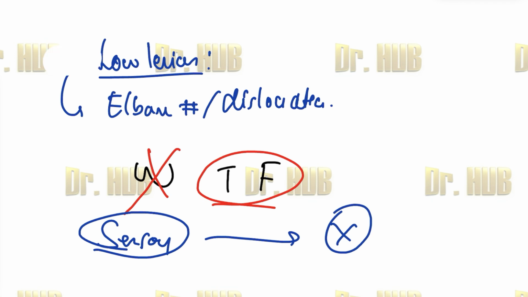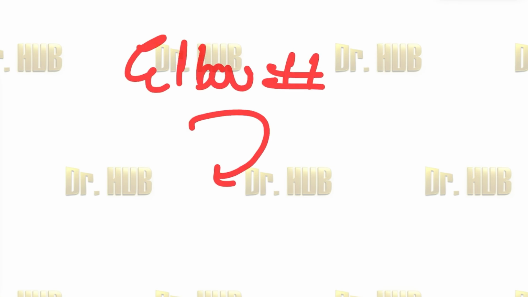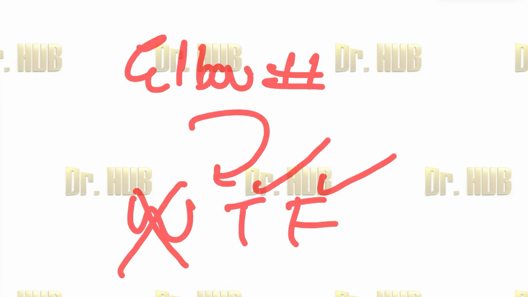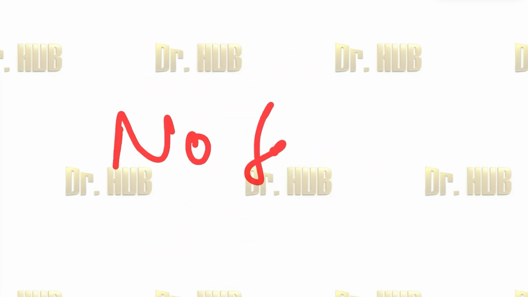Now let's quickly recap the low lesion. As we discussed, it involves the elbow fracture or the elbow dislocation, and it results in thumb and finger drop, and there is no sensory loss.